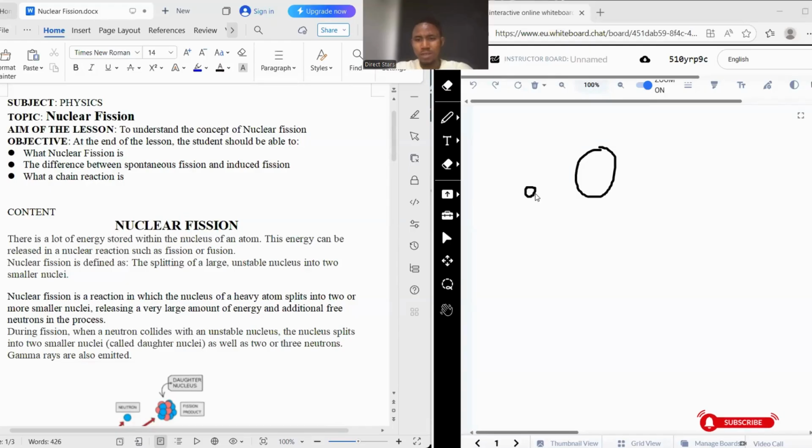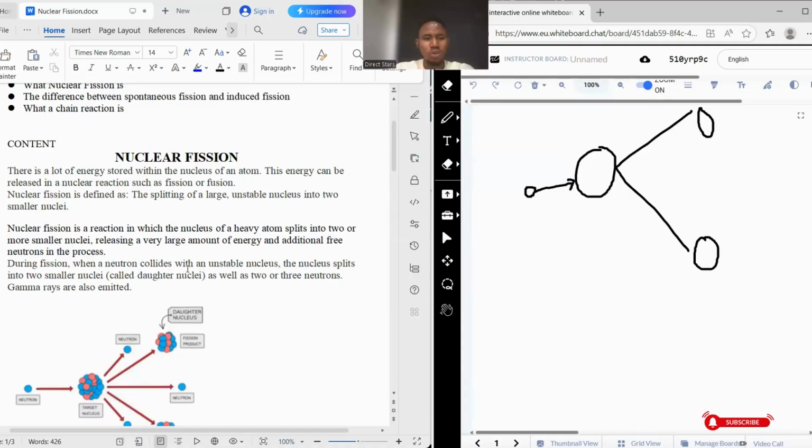Now you can see this is the neutron and this is the big atom. When the neutron hits the big atom, it makes the atom splash. The splashing is the energy released, and the atom splits into two pieces. We call these a daughter nucleus and another daughter nucleus. So nuclear fission is a reaction in which the nucleus of a heavy atom splits into two or more smaller nuclei. During fission, when a neutron collides with an unstable nucleus, the nucleus splits into two smaller nuclei, which are called daughter nuclei.